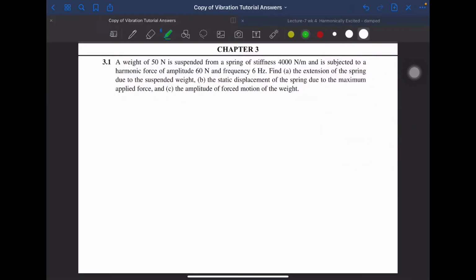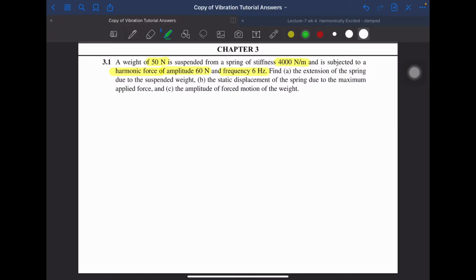This is problem 3.1. A weight of 50 Newton is suspended from a spring of stiffness 4000 Newton per meter and is subjected to a harmonic force of amplitude 60 Newton and frequency 6 Hz.